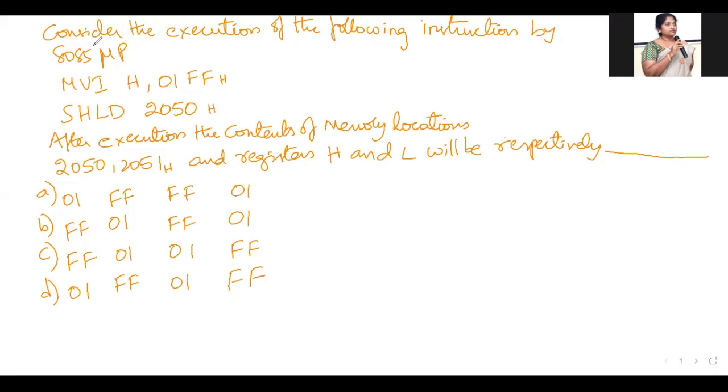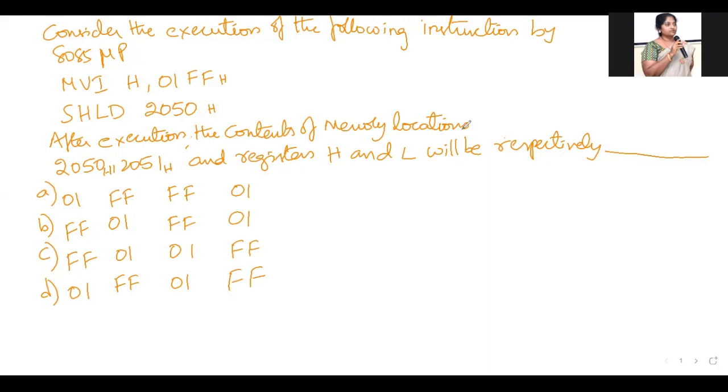Good evening. The question is: consider the execution of the following instructions by the 8085 microprocessor. LXI H, 01FF; SHLD 2050 hexa. After execution, the contents of memory locations 2050 hexa and 2051 hexa, and the registers H and L, will be respectively what?